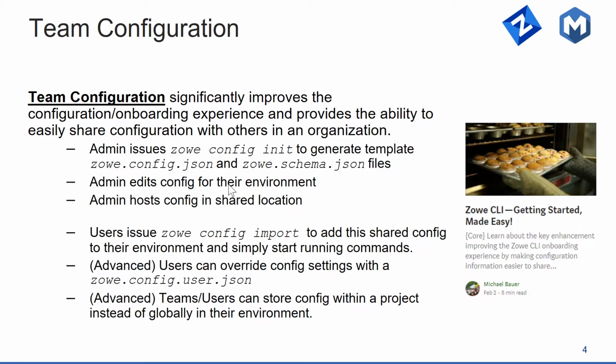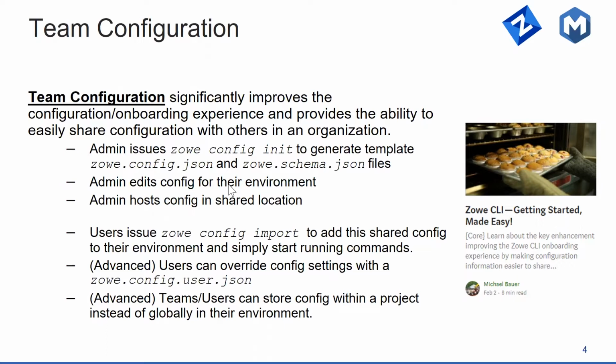The Zowe config JSON is now the single file where you'll manage all of the configuration for your particular environment. And then once it's created and verified, the administrator can host this in a shared location, and then users within that organization can simply import that config to their local environment and start running commands. No need to run any separate profiles command. They can simply get started using the tool for their particular use case.